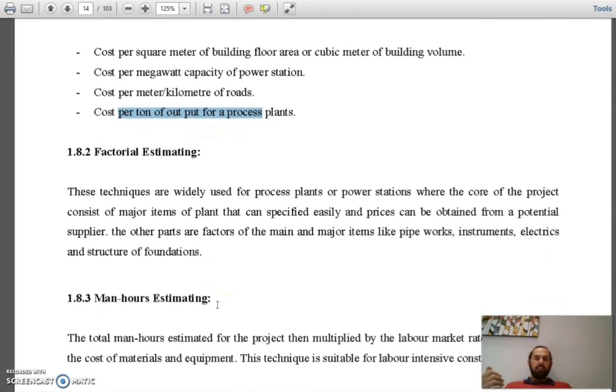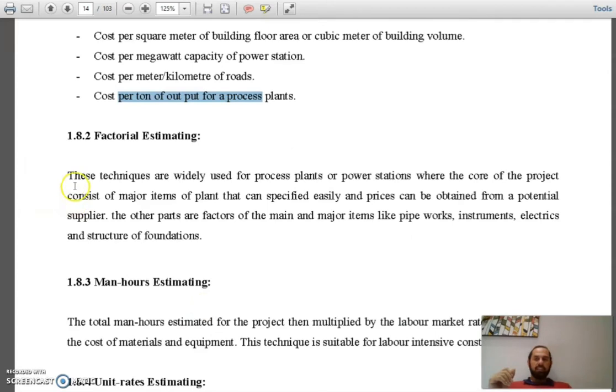Factorial estimating, this is very easy and simple. These techniques are widely used for process plants or power stations, where the core of the project consists of major items. For example, in a power station, the main generating building and towers. These are the essential items, where the real price of the project is; this is where the money goes.